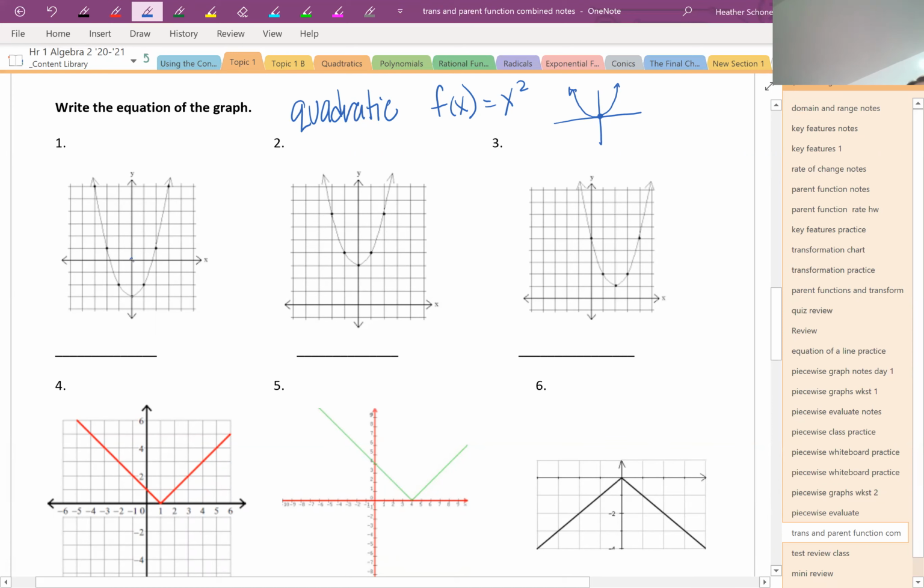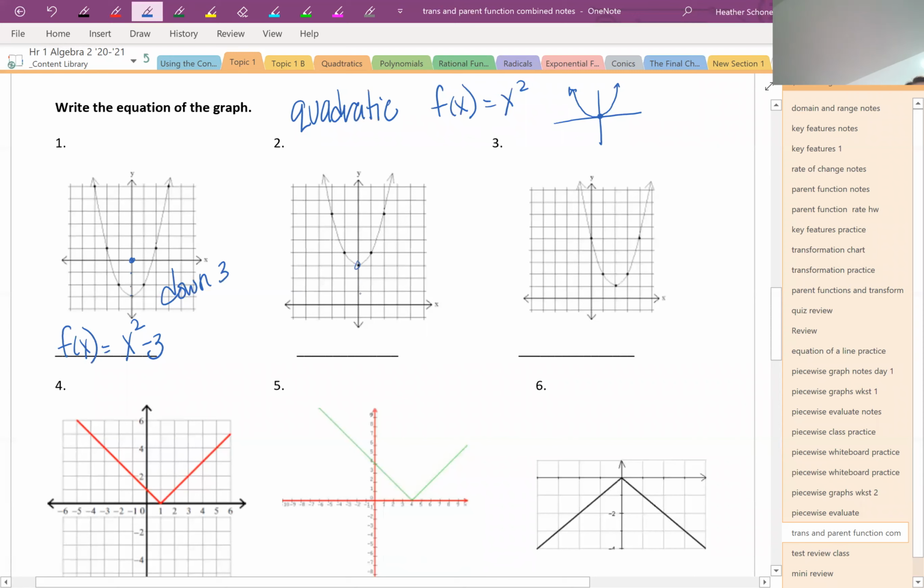So if I look here at number 1, this graph got shifted down 3. Well, when it's down, the number is outside of the function, and it's exactly what you think. So this is going to be x squared minus 3. Okay, let's compare this to number 2.